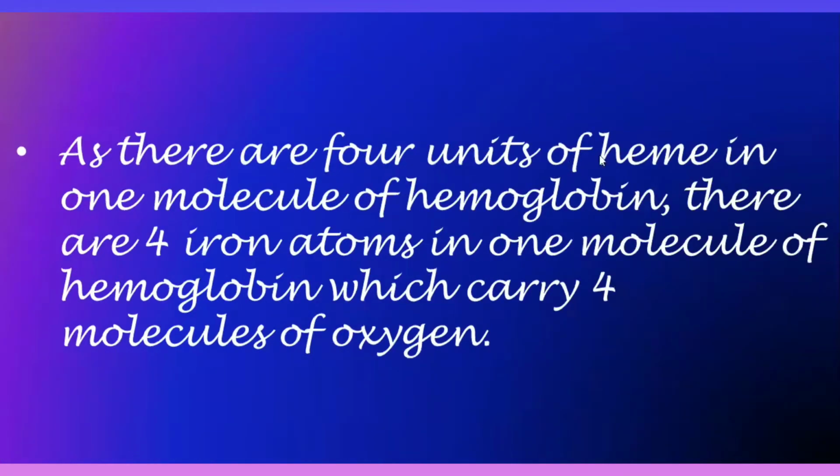As there are 4 units of heme in one molecule of hemoglobin, there are 4 iron atoms in one molecule of hemoglobin. So each carries 4 molecules of oxygen because of the unstable ferrous state, that is Fe2+.